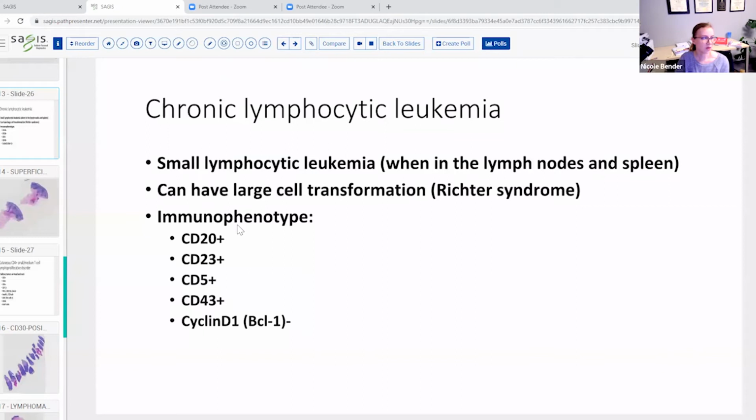And I know I already mentioned the immunophenotype, but it's CD20 positive, CD23 positive, CD5 positive, and CD43 positive, and cyclin D1 or BCL1 negative. Now, remember that CD3 positive T cells will also be CD5 positive and CD43 positive. These are aberrant in CD20 positive cells. So always compare your CD3 and CD20 positive cells when you're evaluating CD5 and CD43, because it's normal to have CD3 positive cells with these markers, but abnormal to have CD20 exhibiting these markers. So good to compare them.